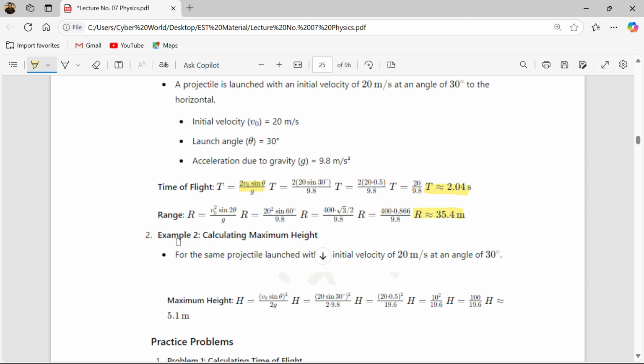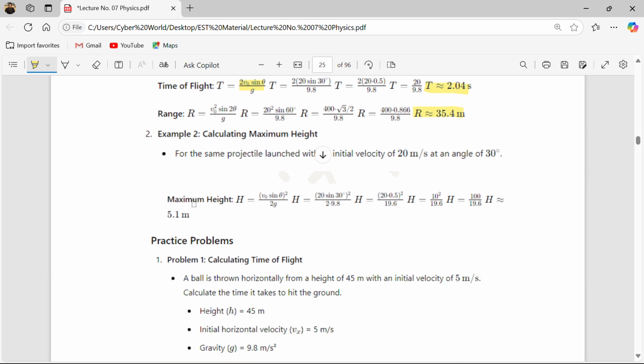The next example is how you can find the maximum height. For that, you know the formula for the maximum height: v naught square sine square theta divided by 2g. It's the same scenario, where v naught is 20, theta is 30, and gravity is 9.8. So you can get the value of the maximum height, which is 5.1.